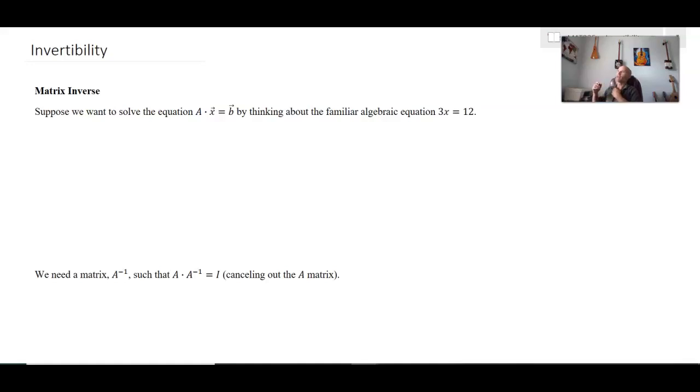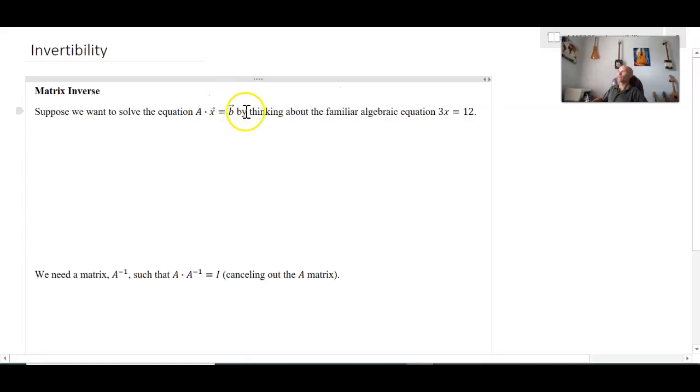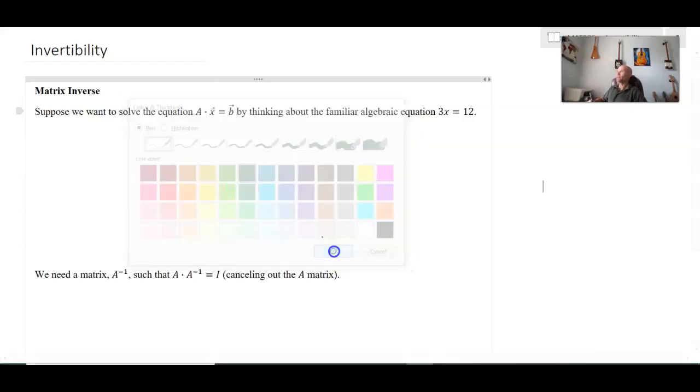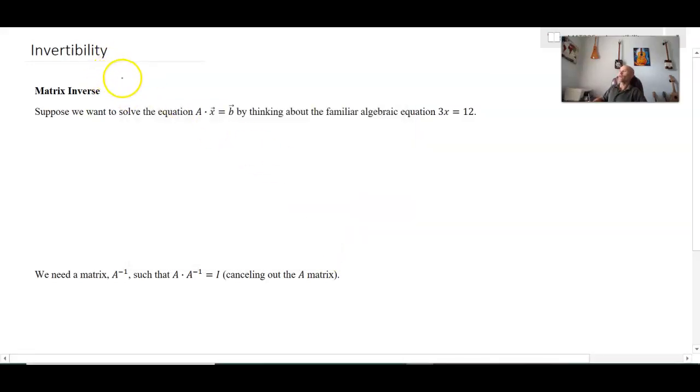Some special types of matrices have what are called matrix inverses. And in that case, we say that the matrix is invertible. Now, there's a couple of key points here with, first of all, dealing with a matrix inverse. The first being that this is only going to deal with a special case.